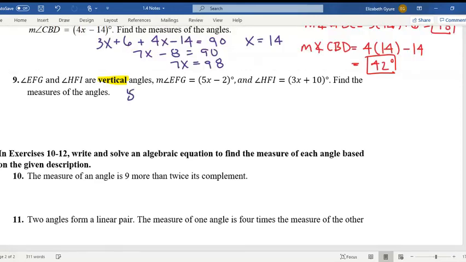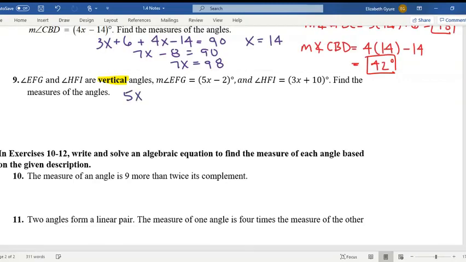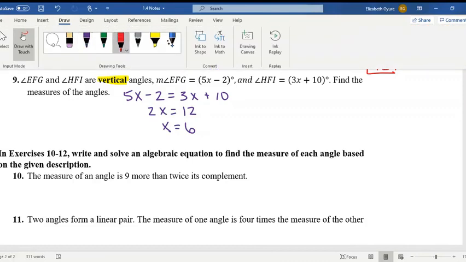We're going to do 5x minus 2 equals 3x plus 10. Subtract your 3x over, that'll give you 2x. Add your 2, that'll give you 12. Divide to get 6. And it says find the measures of the angles. Now what's kind of nice about this, they're congruent. So once you find one, you'll know what the other one is as well. But it is also always a good idea to plug it into both and double check if you're not sure.